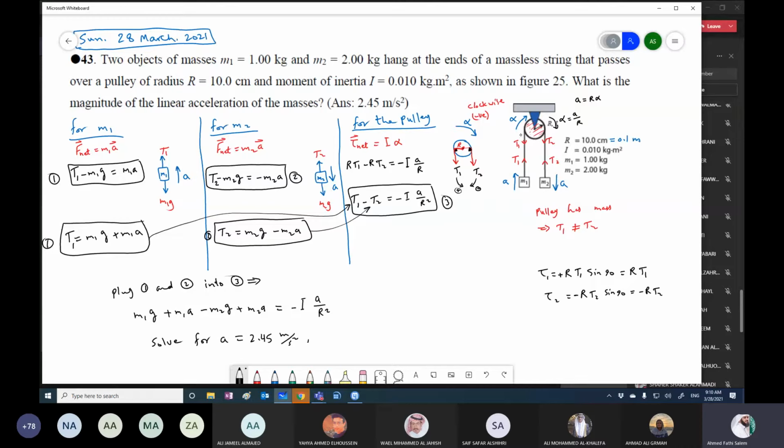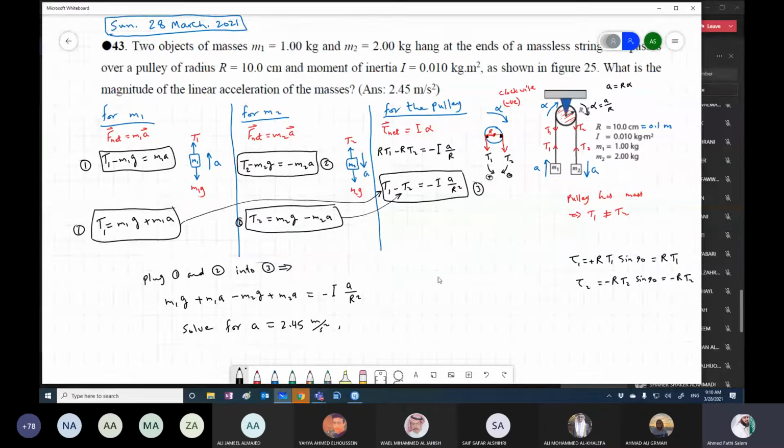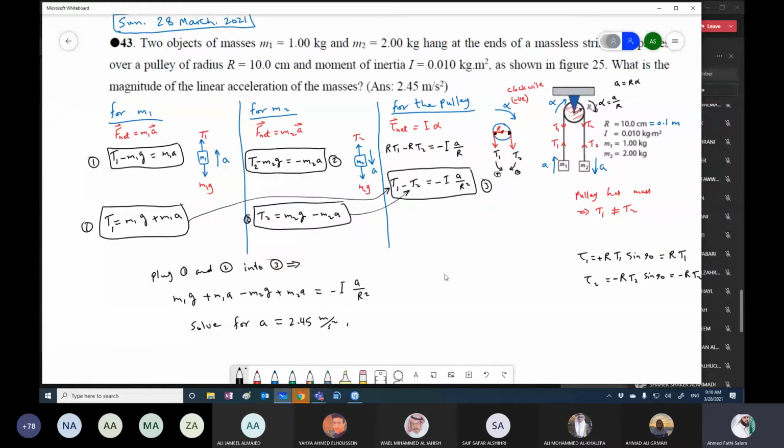Of course, guys, it is the same rope, so the acceleration for object number 2 will be the same as the linear acceleration of object number 1. The only difference is the tension. Tension here is not the same as the tension there. What do you think? Very beautiful problem, this one. Okay, by this we are done with this part, which is the application of Newton's second law for the rotation.